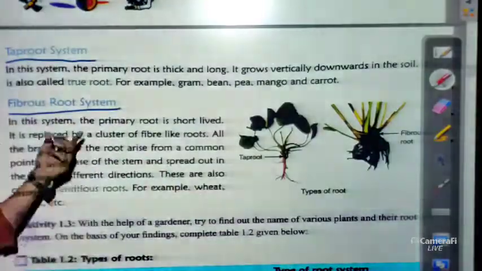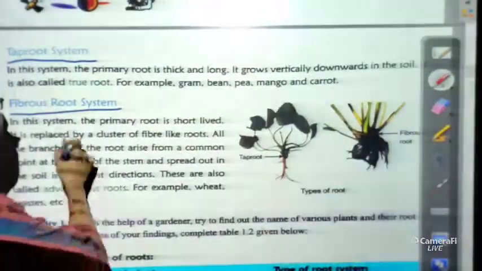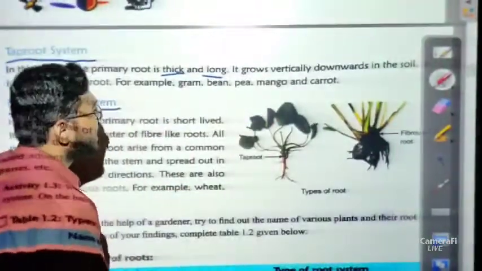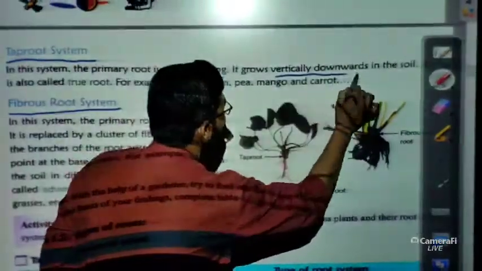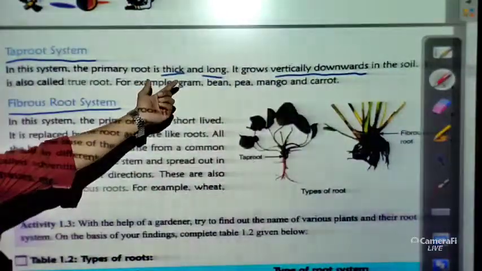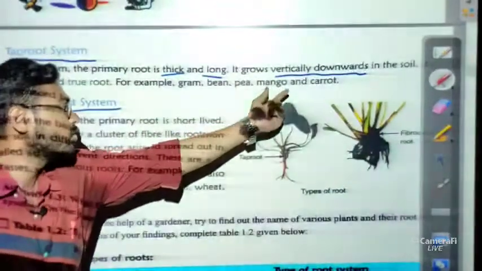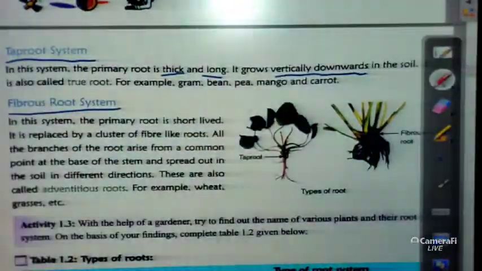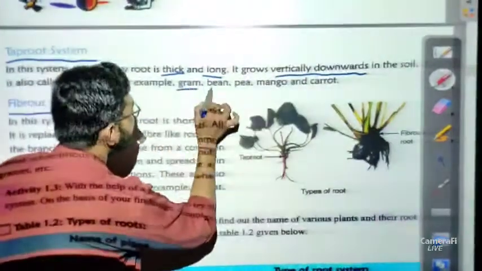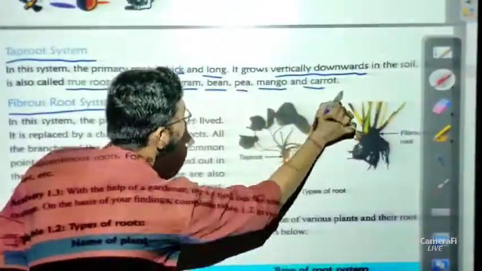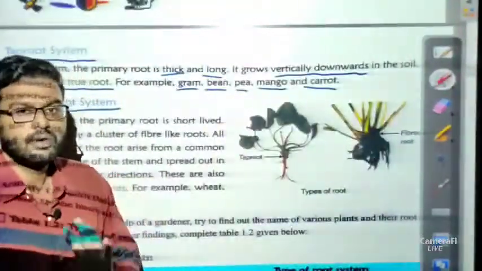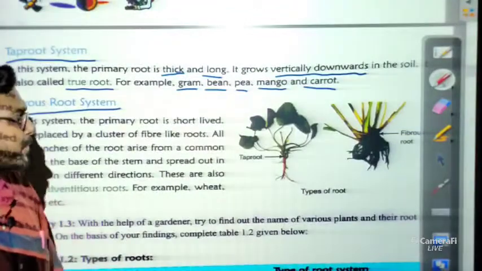Now what are the characteristics of tap root system? Basically in this system the primary root is thick and long, and it grows vertically downward. So these are the characteristics, students. The roots are thick and long, and go vertically downward in the soil. It is also called true root. For example, gram, beans, pea, mango, carrot are examples. You only have to remember two examples, two are enough.